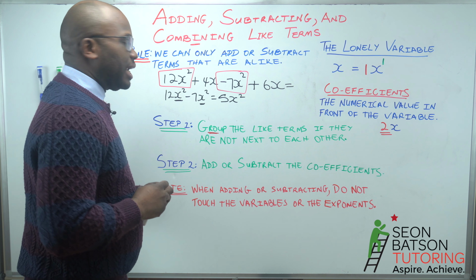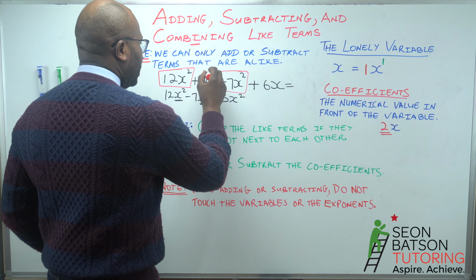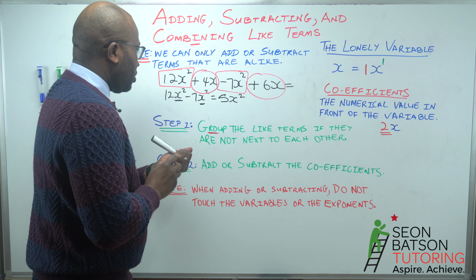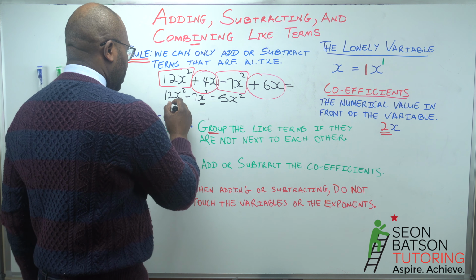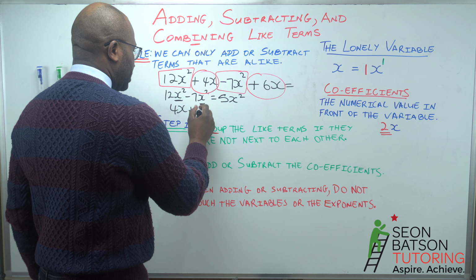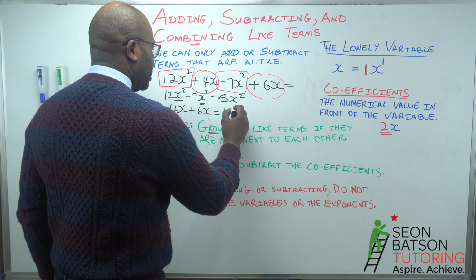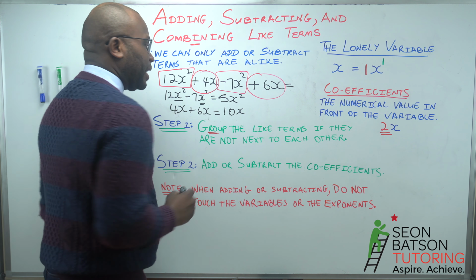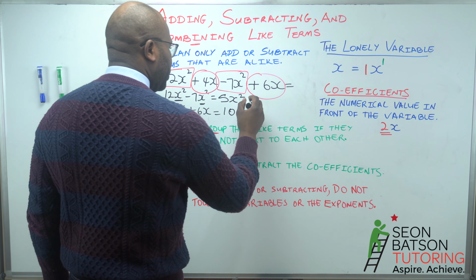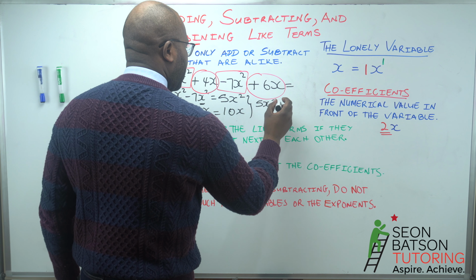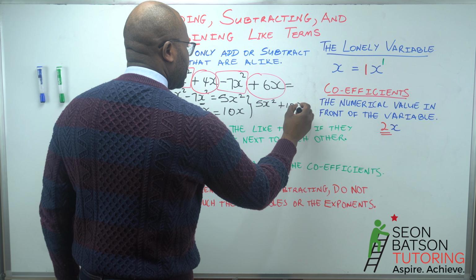Now, do you see any more like terms? Yes. We have 4x here and 6x here. So we can put them next to each other. 4x plus 6x will give us 10x. Yes? So we are left with 5x to the second power plus 10x.